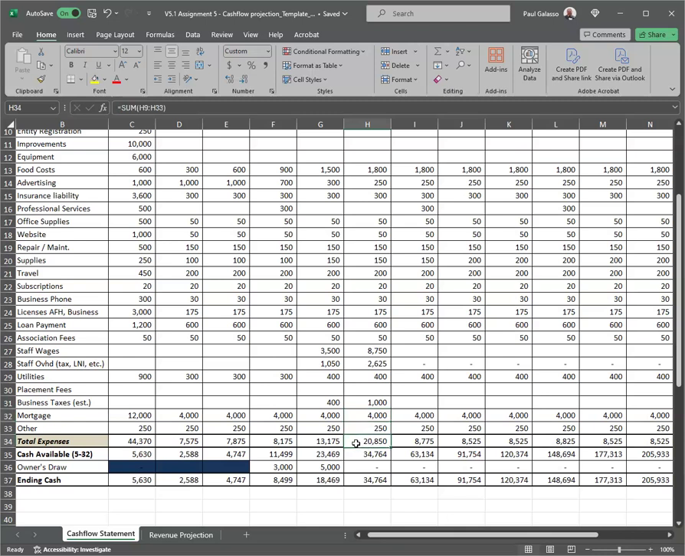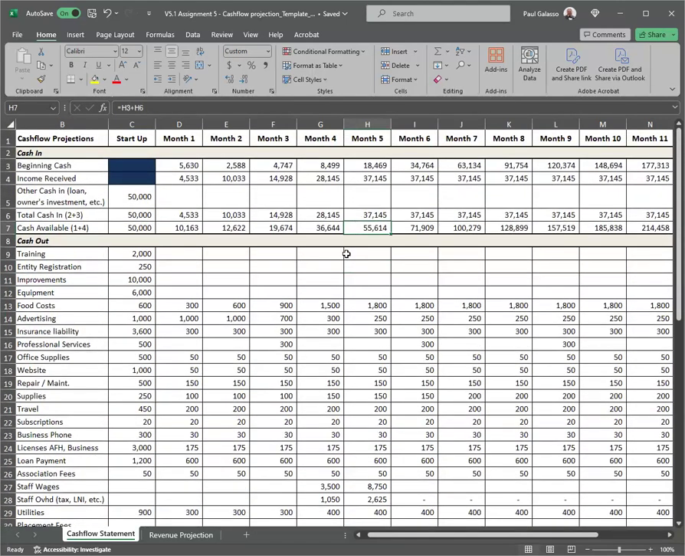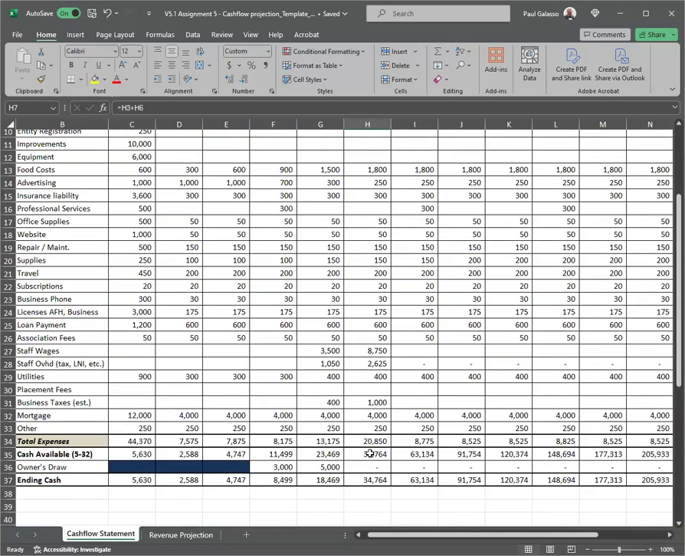So our total expenses for month 5 is $20,850. We subtract that from $55,614, which is our cash available at the beginning of month 5, leaving us cash available at the end of $34,764. So now we're going to be able to start paying ourselves a good amount of money.